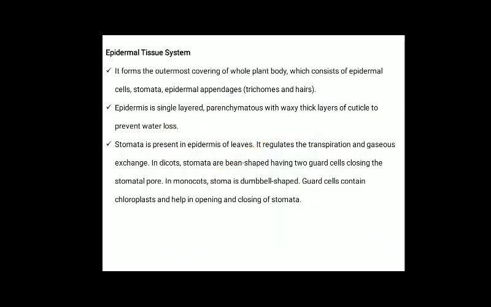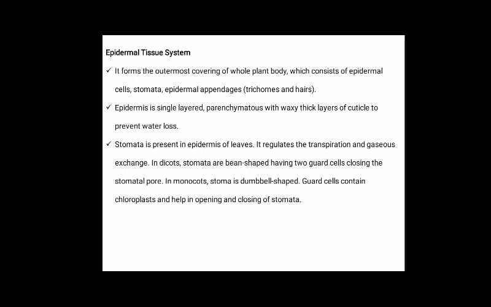Then we will look at the epidermal tissue system. It forms the outermost covering of the whole plant body, which consists of epidermal cells, stomata and epidermal appendages. Epidermis is a single layered parenchymatous tissue with a waxy thick layer of cuticle to prevent water loss. Stomata are present in the epidermis of leaves. They regulate transpiration and gaseous exchange.